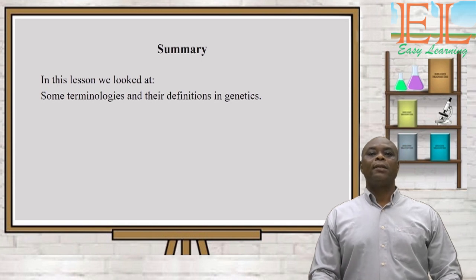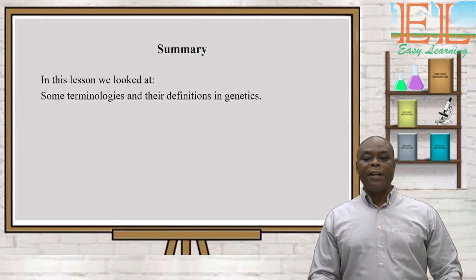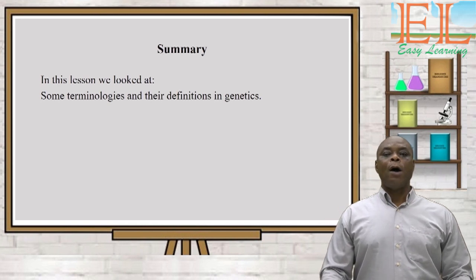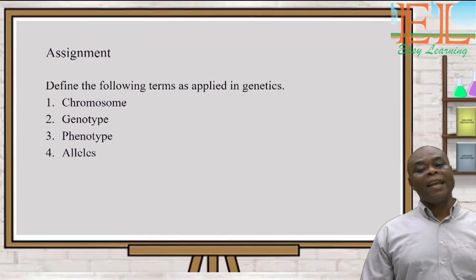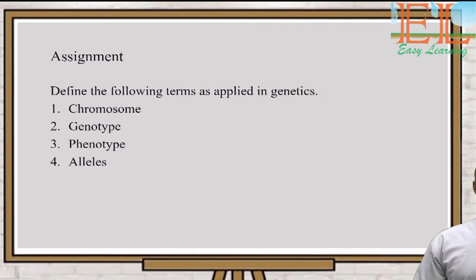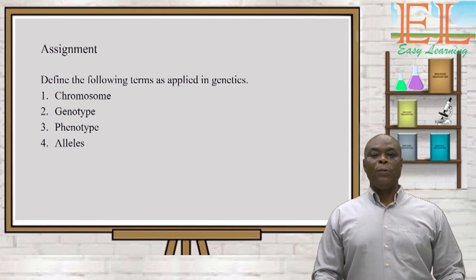Now let's see what we've learned today. We've learned about some terminologies in genetics, their definitions, and how they apply in genetics. For our assignment, let's define the following terms as applied in genetics. 1. Chromosome. 2. Genotype. 3. Phenotype. And 4. Alleles. Don't leave them hanging. Solve them. In our next lesson, we'll talk about them. Thank you for your attention.